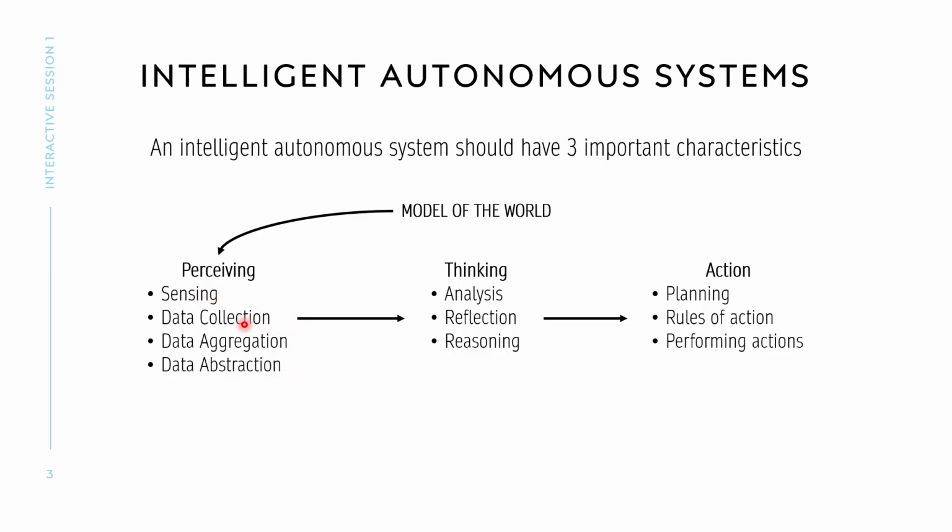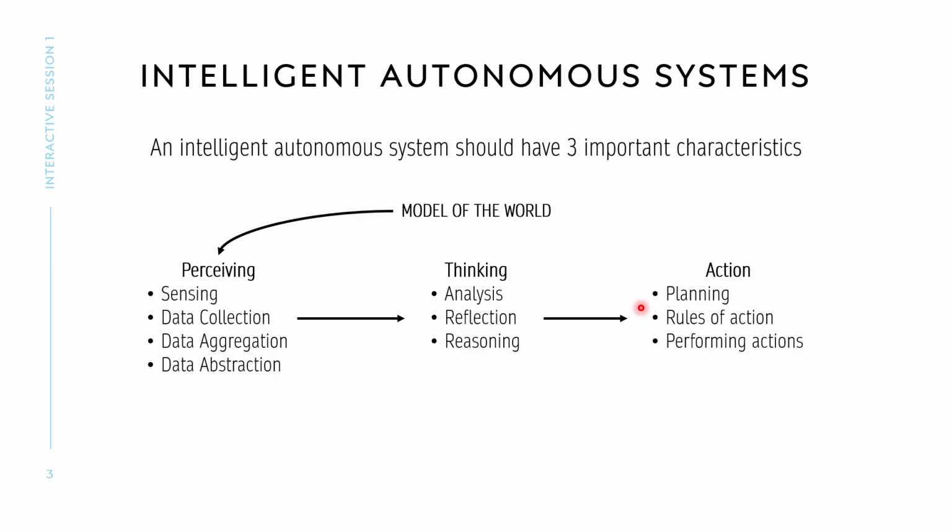Then with this data, it should be able to think. By thinking, I mean it should be able to analyze, reflect, and reason using the data which it has collected using its sensors. And after thinking, it should be able to take some action. There is no point of a model just thinking on its own without taking any action. So in order to take action, it has to plan. There have to be some rules of action, and finally it has to perform those actions.